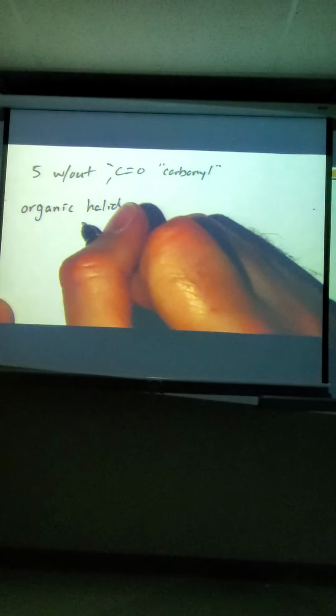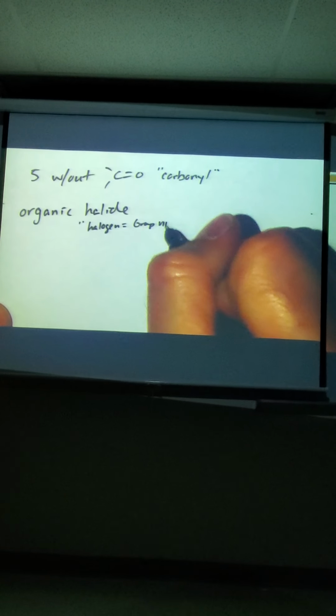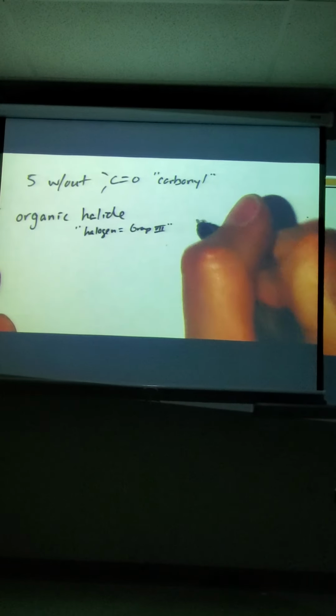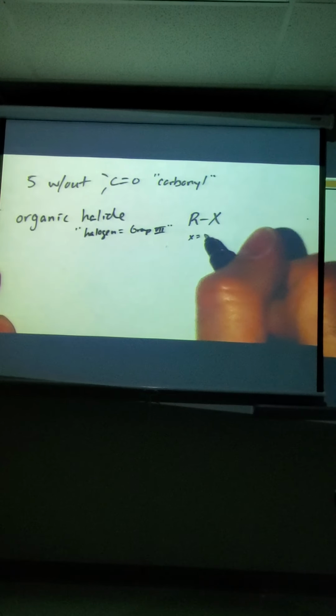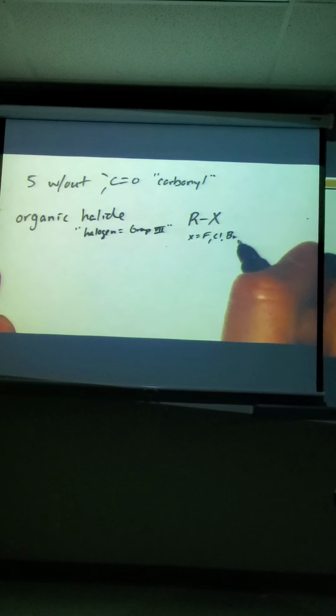So one of the easiest ones is an organic halide. For this one, just remember a halide is a halogen, and those are group 17. So that's group 7 in Roman numerals. So the halogens we saw as early as week 2, so it shouldn't be too hard to recognize fluorine, chlorine, bromine, or iodine. If it's attached to carbon, we know it's an organic halide. Those are oftentimes represented as RX, where X is any halogen, fluorine, chlorine, bromine, or iodine.